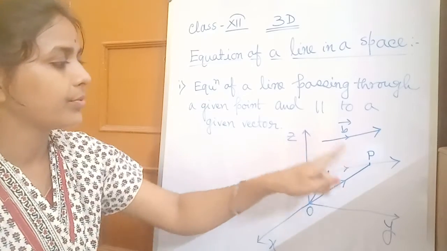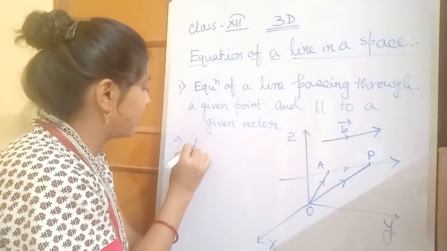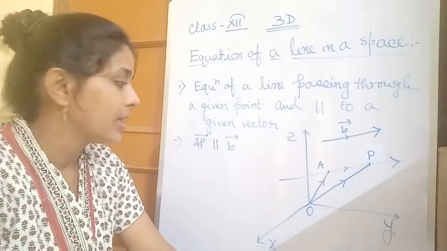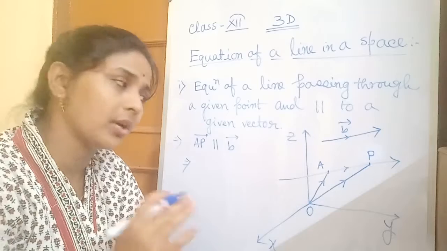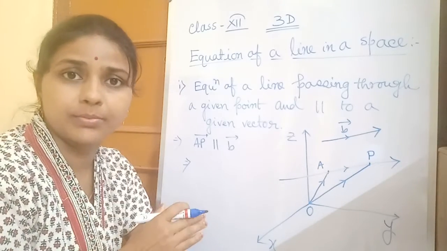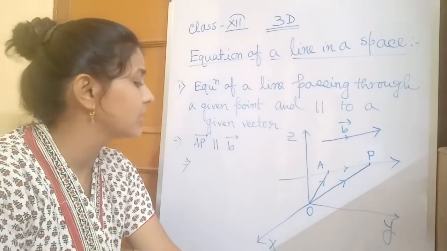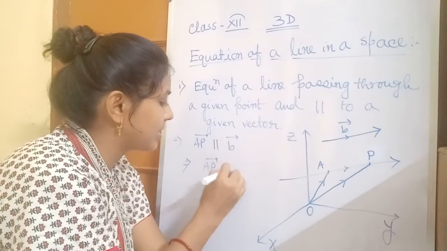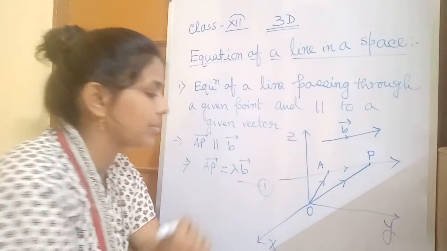Now from the whole figure you can see one thing: AP vector is parallel to b vector. We can say parallel vector or collinear vector. We have already discussed parallel or collinear vectors in previous chapters on vectors, so you can check the description box and go to its link to understand that. So AP vector can be written as lambda b vector, where lambda is a scalar. This is equation number 1.